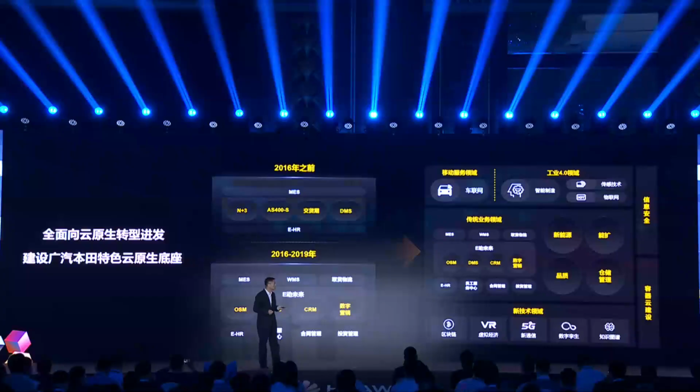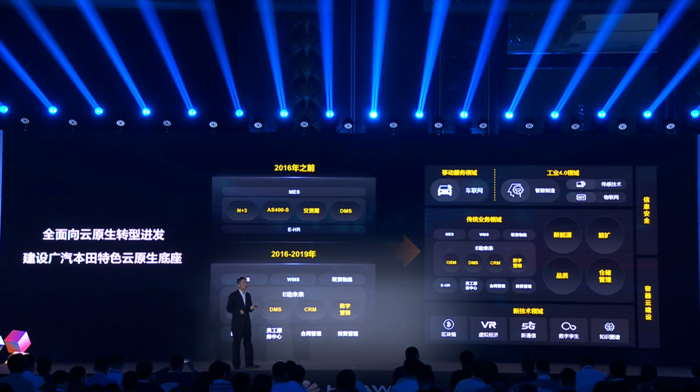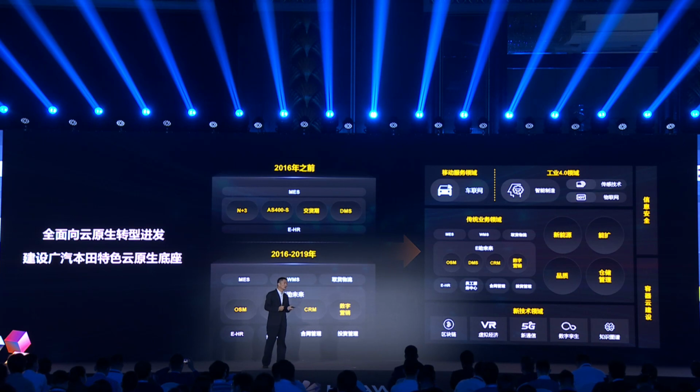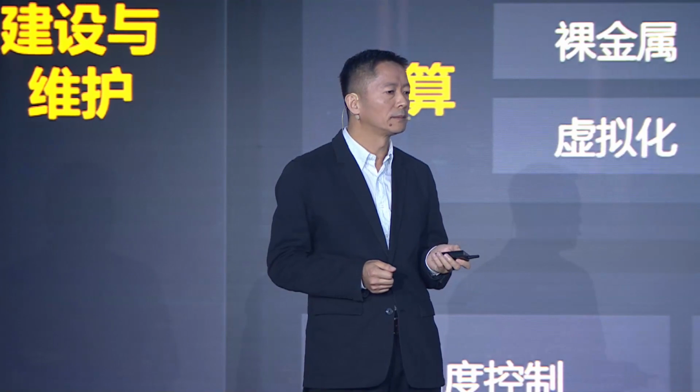Therefore, we are now using the cloud-native principle, and we're using a container cloud platform. We have tailored a cloud-native foundation or infrastructure. And this is able to meet the business needs while at the same time we are upgrading the traditional systems. And we are modernizing the O&M of the traditional systems.